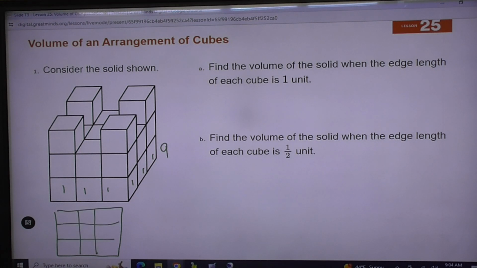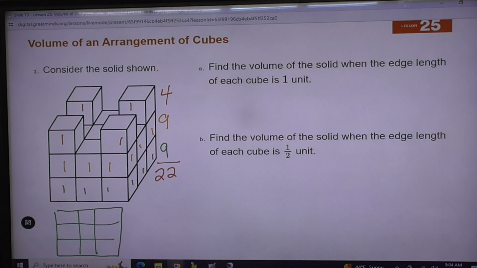If we do the same thing on the next layer, it's 1, 2, 3, 1, 2, 3. So how many cubes do you think make up the next layer? Also 9. Okay, so that takes care of that. Now we have to look at those at the very top. So we got 1, 2, 3, 4. So the top layer has 4. Add all that up together. How many total cubes do we have? 22.